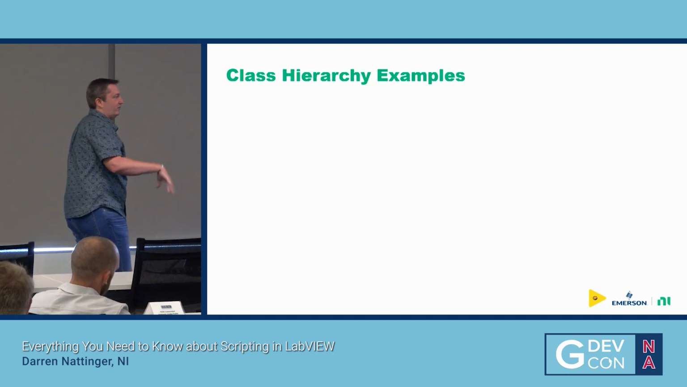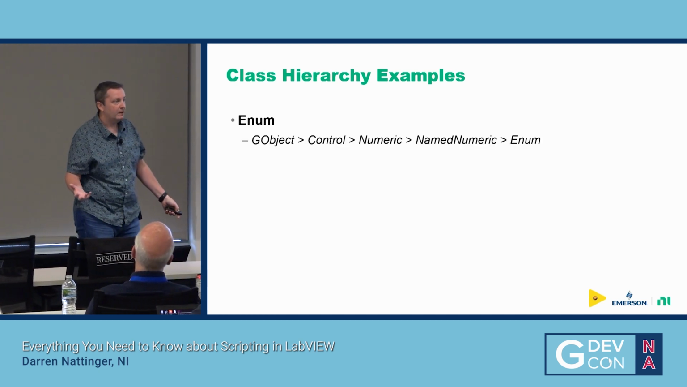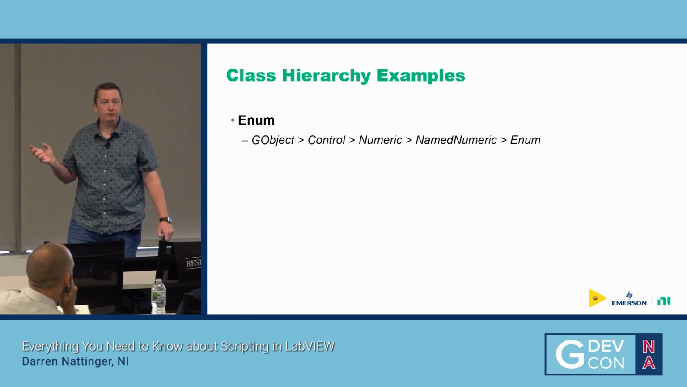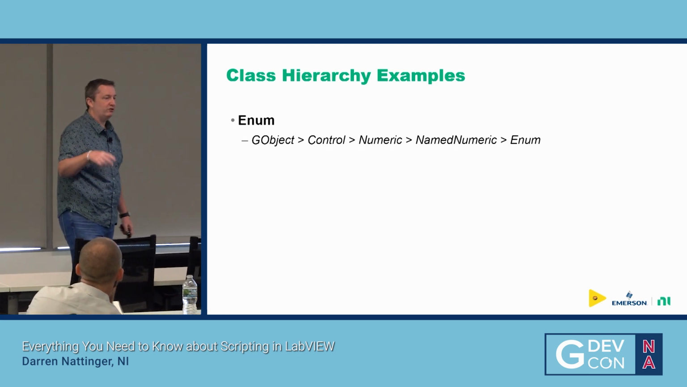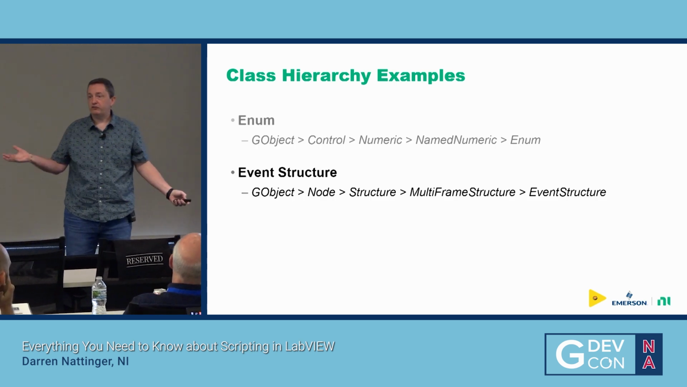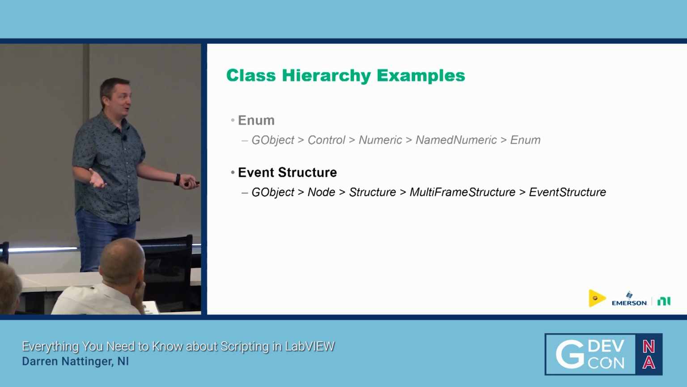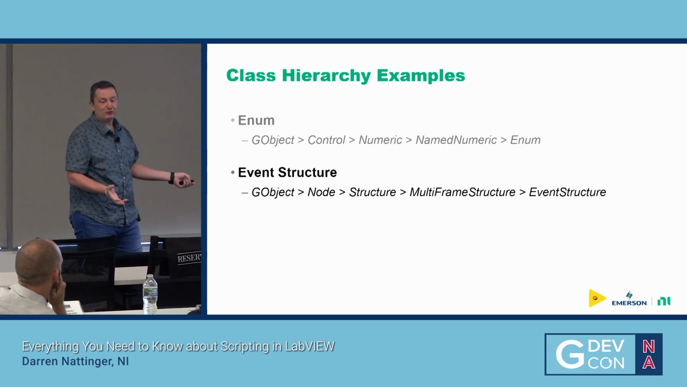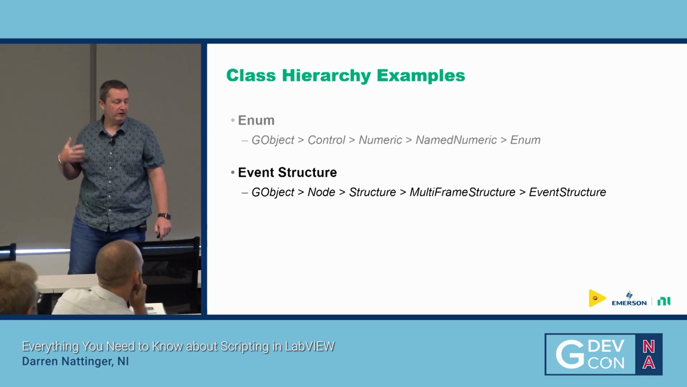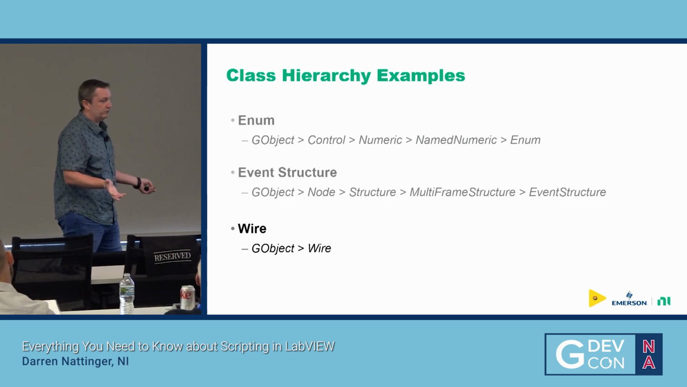So let me give you guys some examples of some class hierarchies. Let's start with an enum. Starting on the right and going backwards, enum inherits from named numeric, which inherits from numeric, which inherits from control, which inherits from GObject. Okay? Event structure. Remember, we're talking about scripting today, so we're talking about automating changes to your front panel or your block diagram. So an event structure inherits from multi-frame structure, inherits from structure, inherits from node, inherits from GObject. Wire is not very interesting. It inherits directly from GObject.